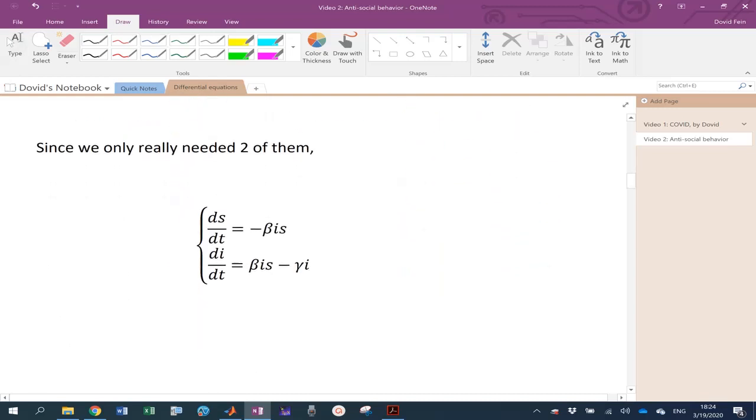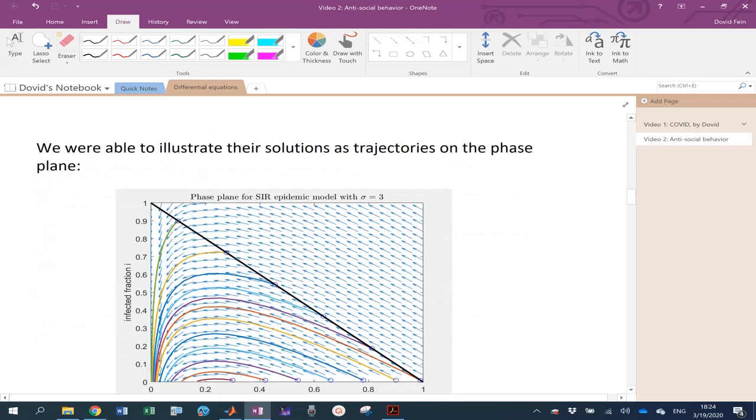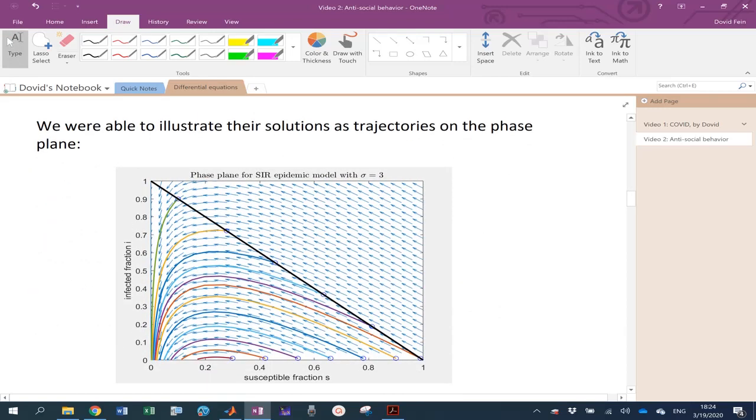Since we really only needed these two, as I said just a moment ago, we were able to illustrate the trajectories on a phase plane. And this is particular for the case when we only have two differential equations. And we see the slope field there, as well as some trajectories based on different initial conditions.